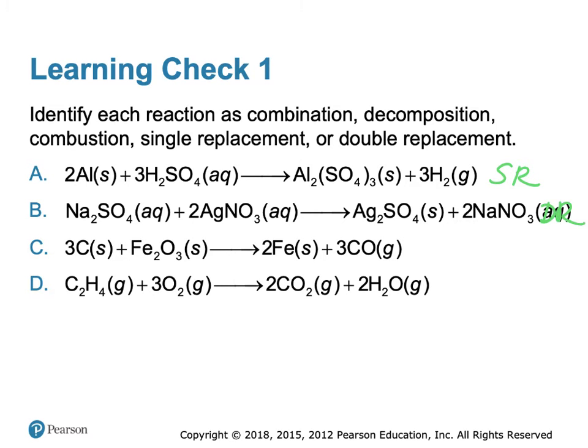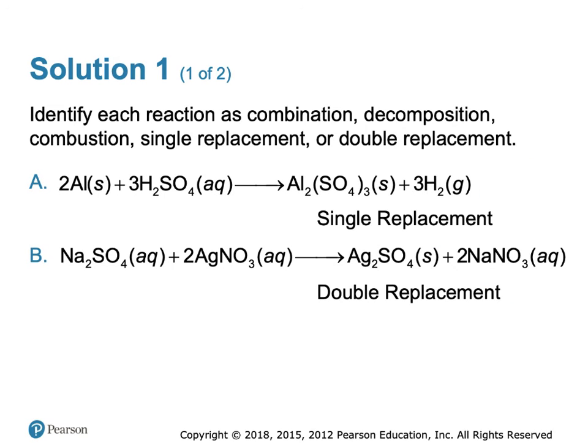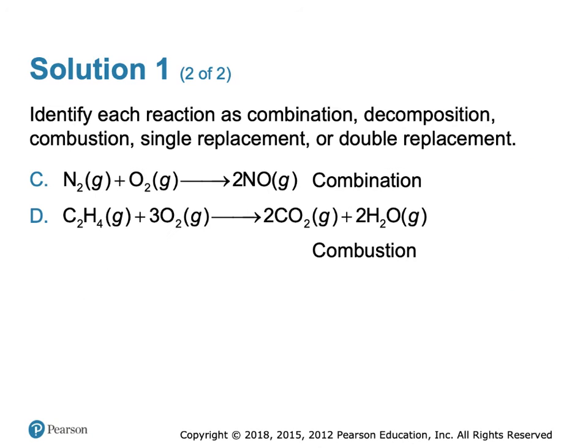For C, we are going to have another single replacement where carbon is swapped for the iron. And then finally, the last reaction is a combustion reaction. So you can see A is single replacement, B is double replacement. There's obviously a discrepancy here because this was not the equation given. Had that been the equation given, that is a combination, but the one that's written previously is a single replacement. And then finally, our combustion reaction.